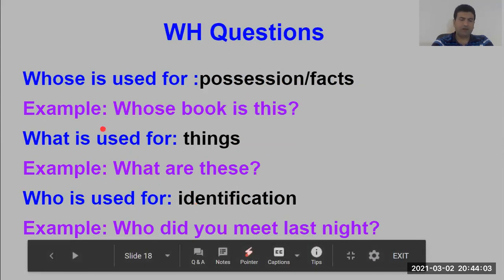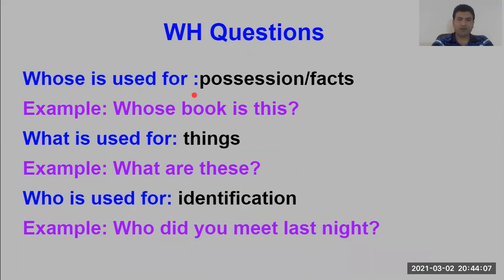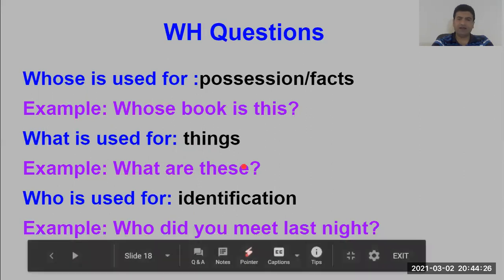Then we have another WH question word, that is whose. Whose is used for possession or facts or property. So let's look at this example. Whose book is this? It's mine. So I am telling the property, and it's also a kind of fact. What is used for things. The example is, what are these? These are chairs, these are books. So you are telling about the things.